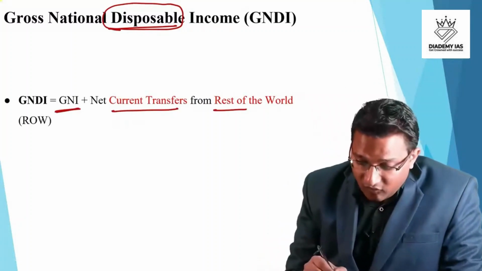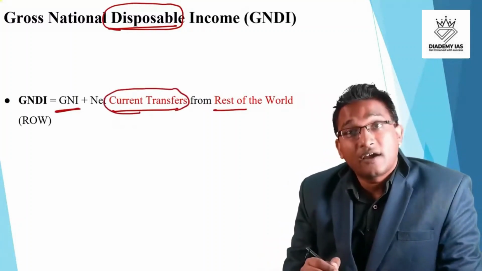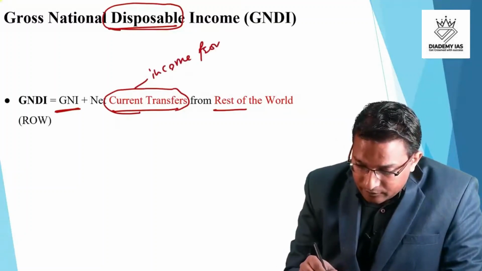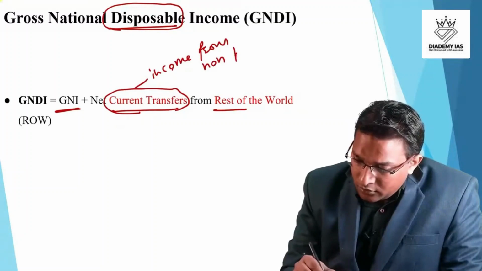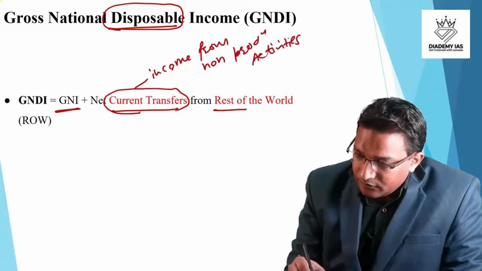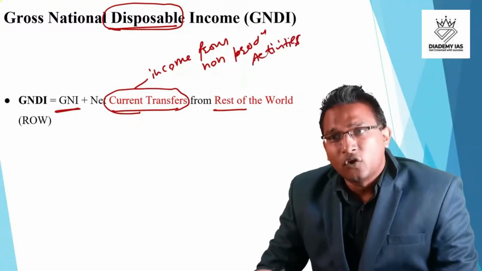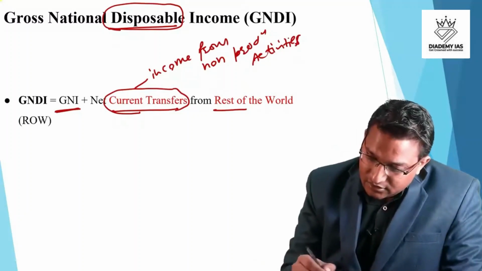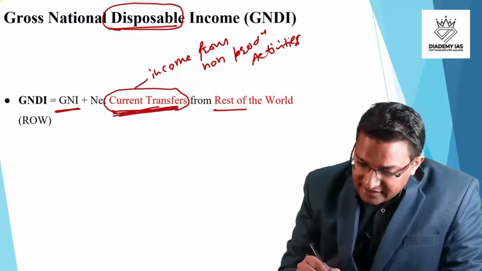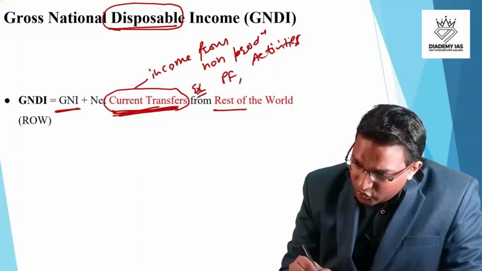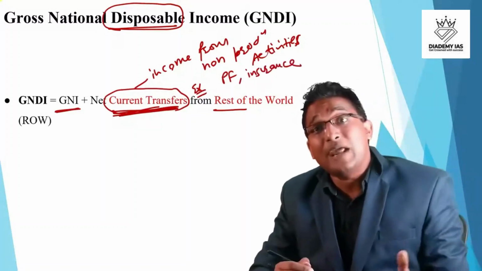Current transfers, right? What is the meaning of current transfer? The current transfer means the income from non-production activities, right? So what is this current transfer? Examples can include the social contribution like PF. It can include the insurance part, right? And how is it different from the primary income?